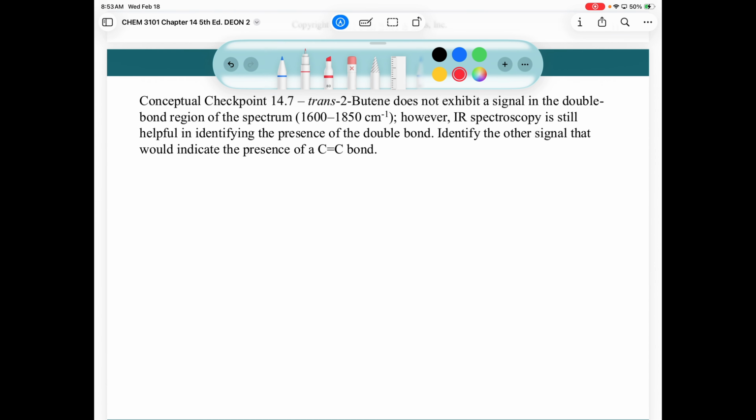So it says trans-2-butene does not exhibit a signal in the double bond region of 1600 to 1850 reciprocal centimeters. However, infrared spectroscopy is still helpful in identifying the presence of a double bond.